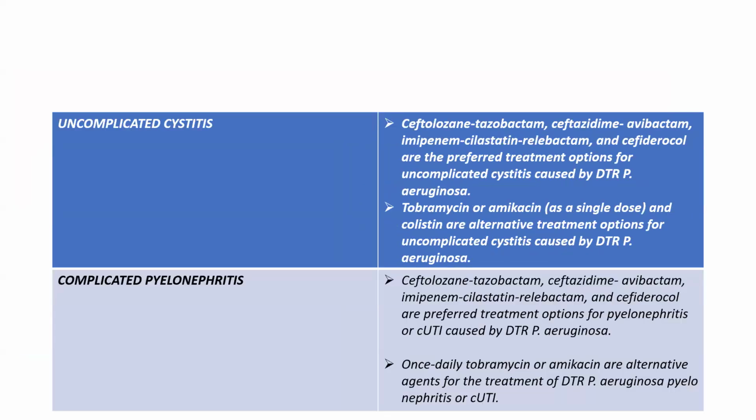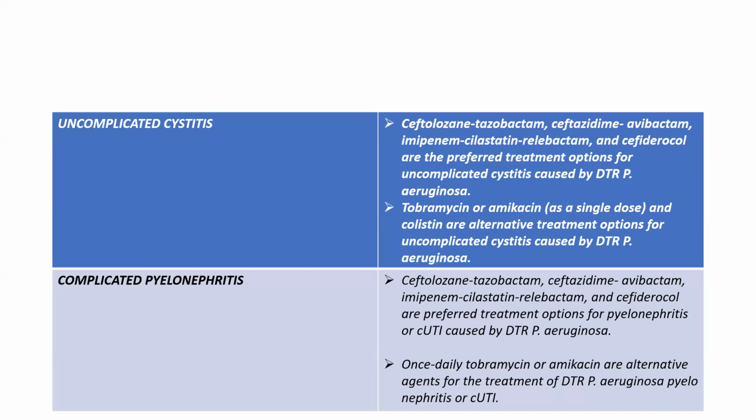Then again, it is divided into uncomplicated cystitis, complicated pyelonephritis, and infections occurring outside the urinary tract. For uncomplicated cystitis, ceftolozane-tazobactam, ceftazidime-avibactam, imipenem-cilastatin-relebactam, and cefiderocol are the preferred options for cystitis caused by difficult-to-treat Pseudomonas aeruginosa. Then tobramycin, amikacin, and colistin are the alternative options.